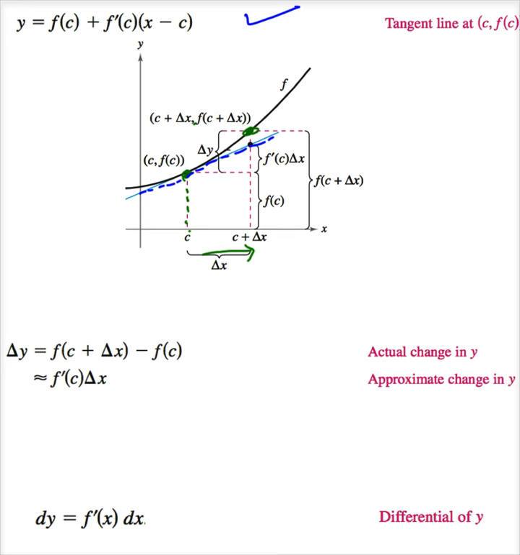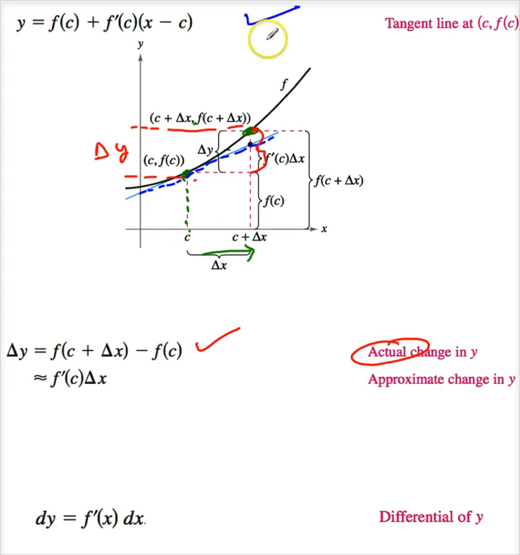Now the first thing I want to do, let's go back and look at what delta y really is. What is delta y? It's the y value change from f of c to f of c plus delta x. So the actual delta y here is f evaluated at c plus delta x minus f of c. This is the real value.